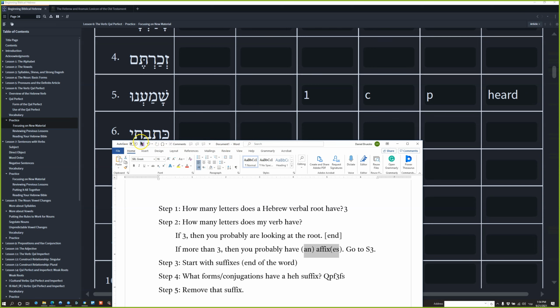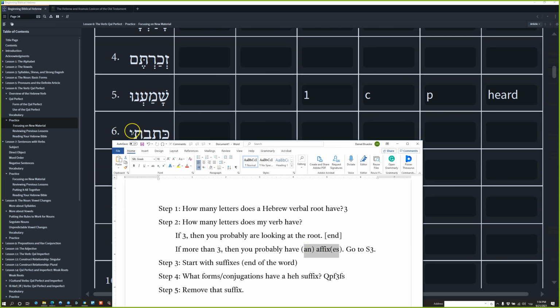When you come to a verb, just cover up the vowels. Just look at the letters. Ask yourself, how many letters does a Hebrew verbal root have? 3. How many do I have? I have kaf, tav, beit, tav, yod. So I have 5 letters here. Well, if you got more than 3, then you probably have a suffix in the Qal Perfect. We talked about what an affix is. That includes prefixes and infixes, but here we have a suffix. So go to step 3.